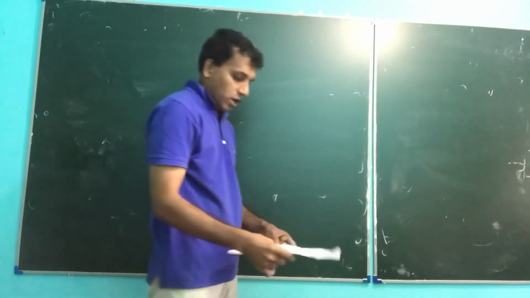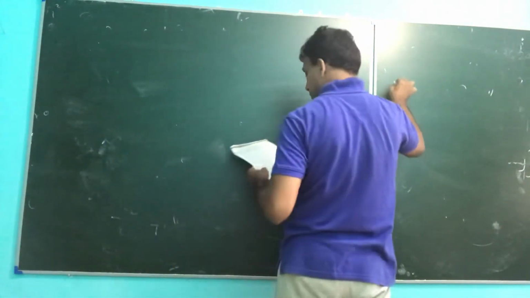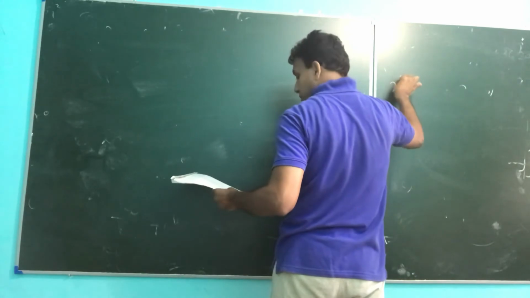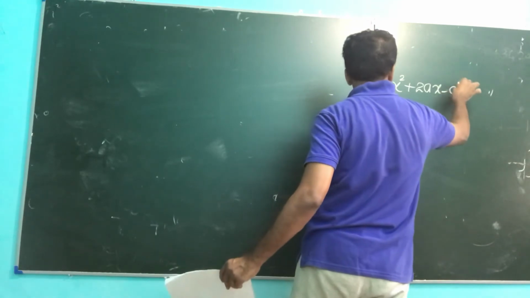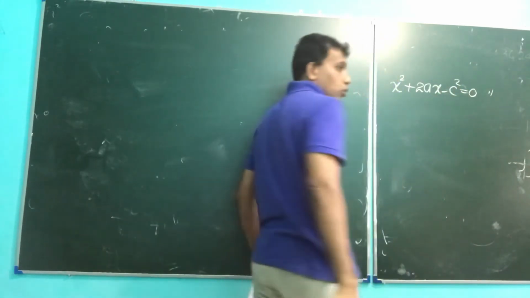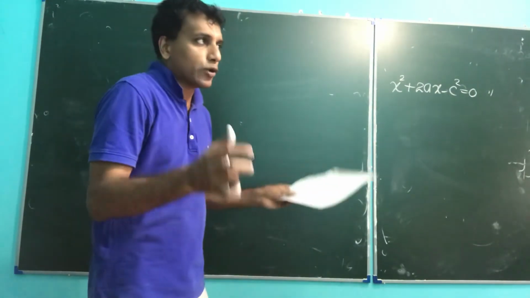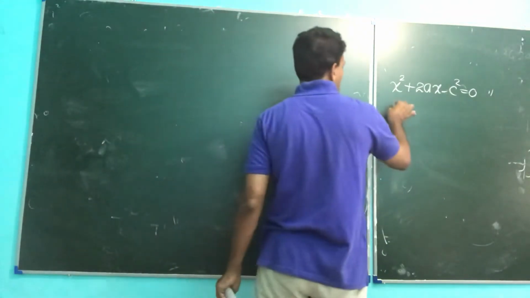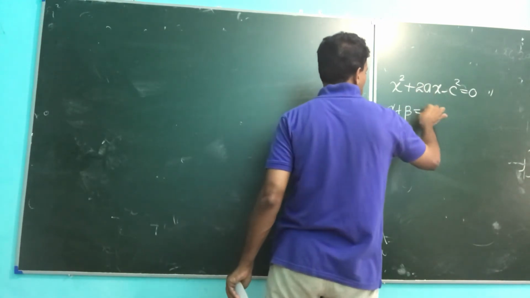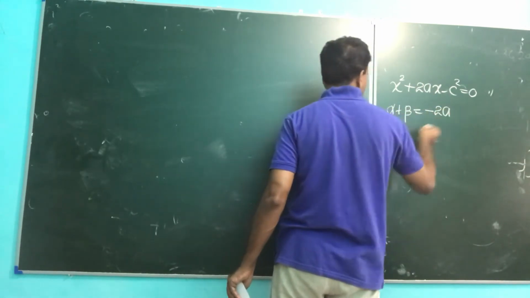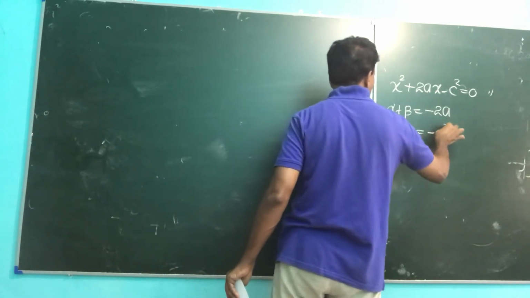Question number 7. Write down the sum and product of the roots of the equation x squared plus 2ax minus c squared equals 0. Write the sum and the product of that equation. So if you take the roots alpha and beta, the summation alpha plus beta is minus b over a, and the product alpha into beta is c over a, right?